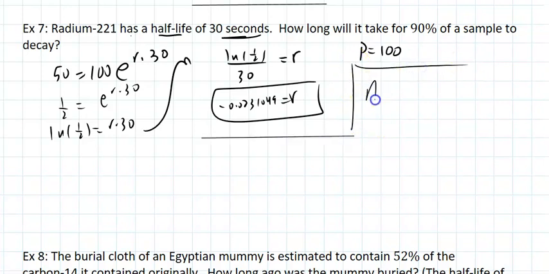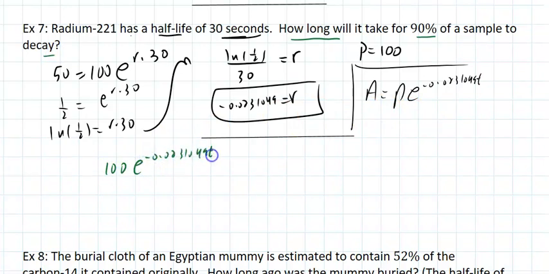Now I have A equals P e to the negative 0.0231049 t. I still don't know what the initial amount is, but this is what they're asking: as much as you have, how long would it take for 90% of a sample to decay? So again, I start with 100. I'm looking for time.